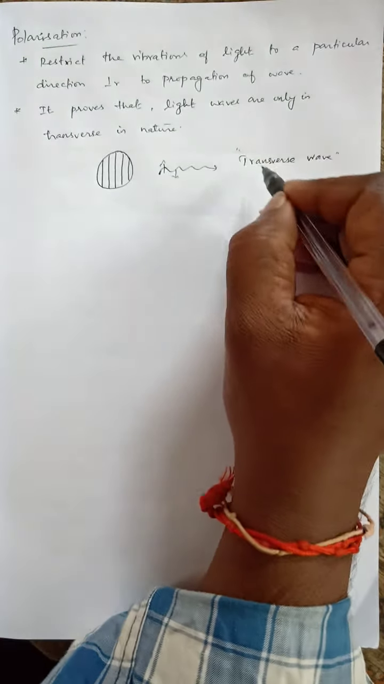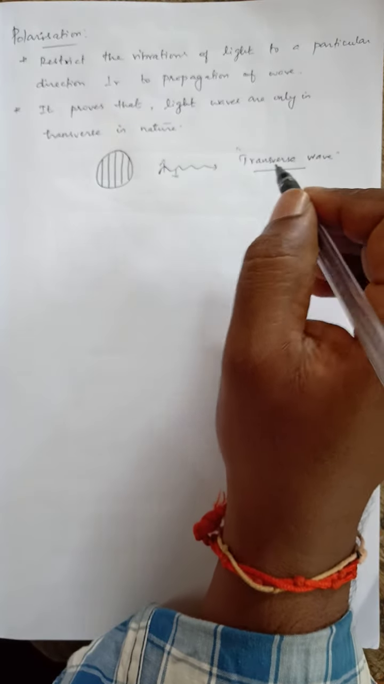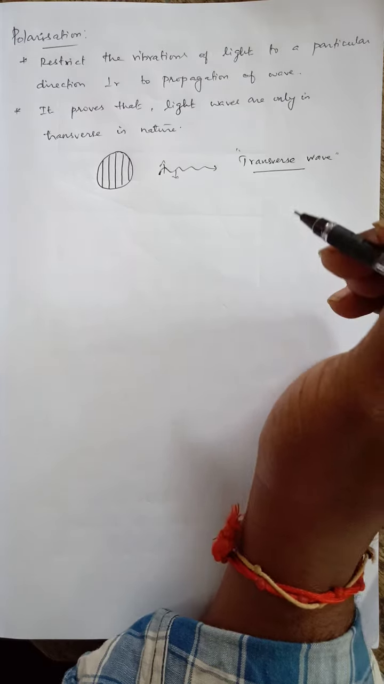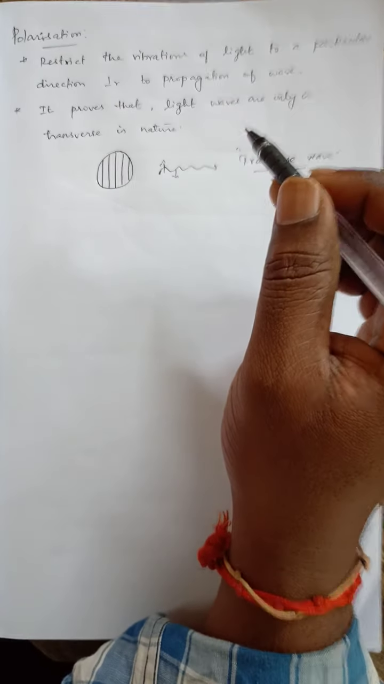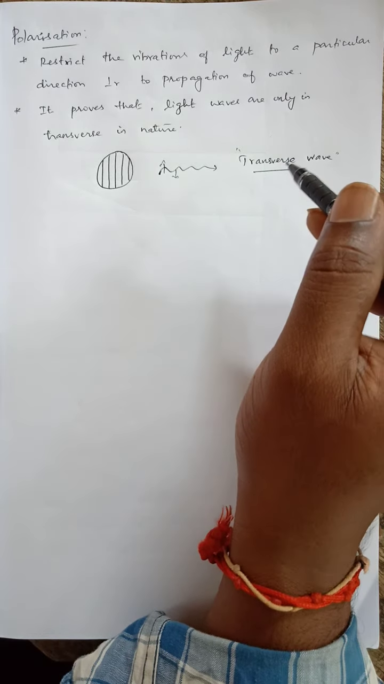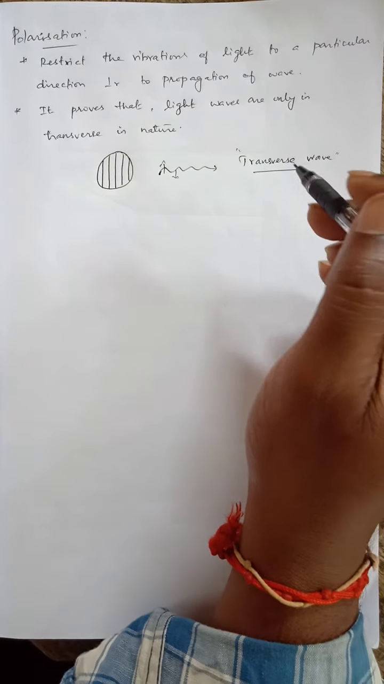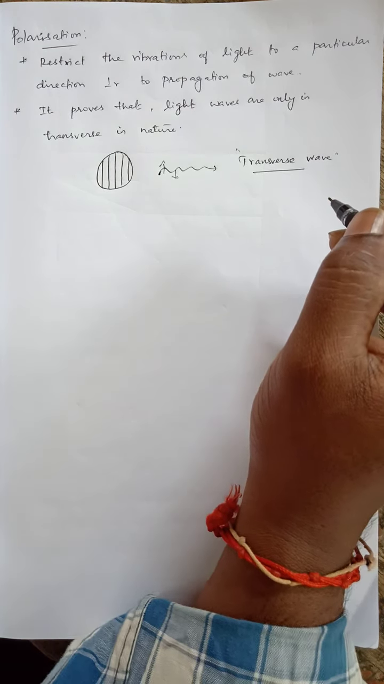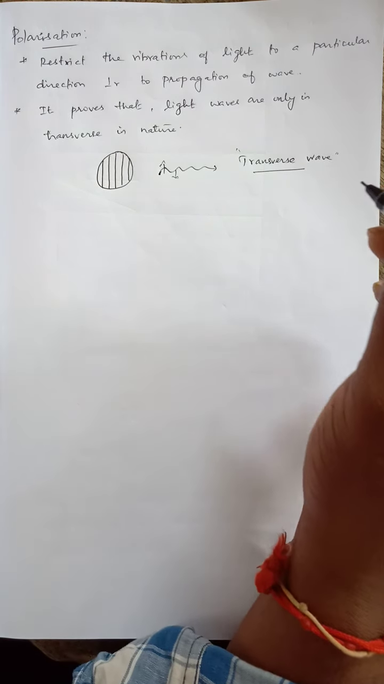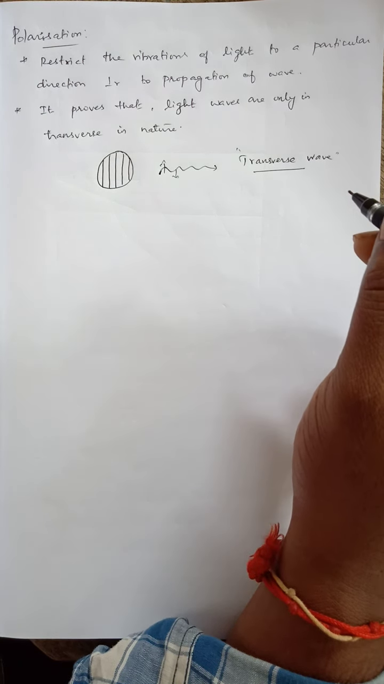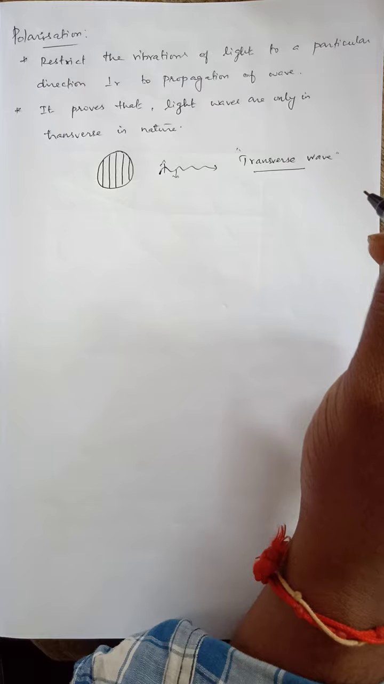So the wave motion of light being a transverse wave, this is the only proof. Using this concept, you can treat the character of light as wave motion that is transverse. It's not a longitudinal wave, but a sound wave is a longitudinal wave. Using this concept, we can find the polarizer and analyzer also, and we will also do Malus law.